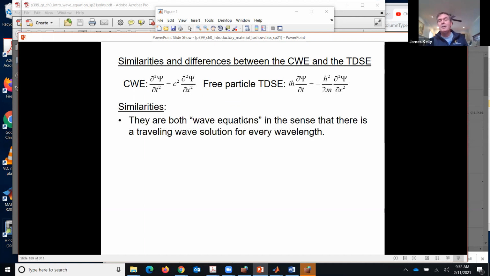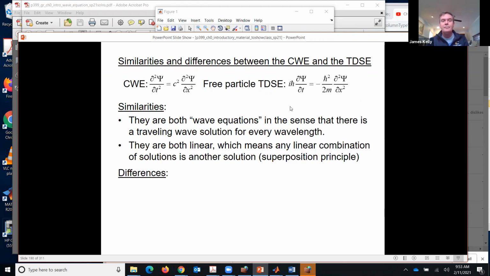What are some similarities? Well, they're both wave equations. We haven't proved this for the time-dependent Schrodinger equation, but we will be able to show that there's a traveling wave solution for every wavelength. It turns out the traveling wave solutions in the time-dependent Schrodinger equation have to be complex traveling waves. Because of this i that appears over here, there's no real solutions to this equation. They're all inherently complex, so the cosines and sines aren't going to work as traveling wave solutions.